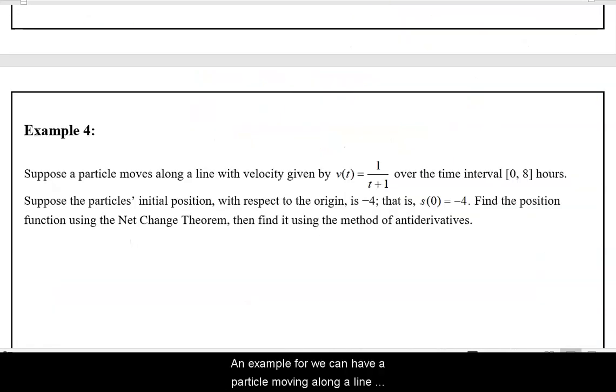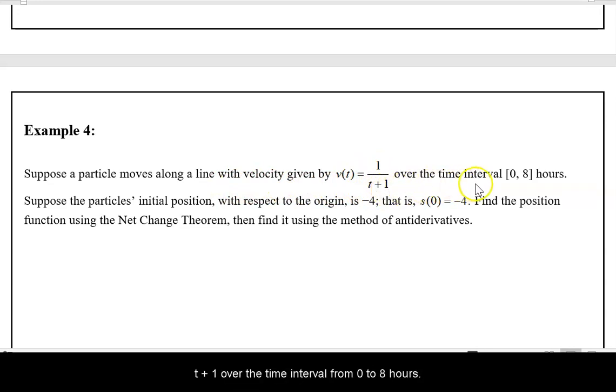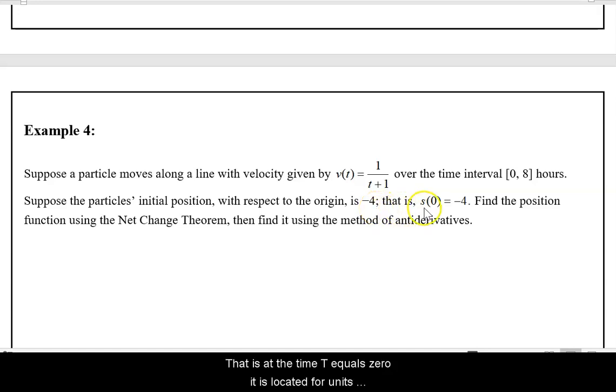In example 4, we again have a particle moving along a line with velocity given by the rational function 1 divided by t plus 1 over the time interval from 0 to 8 hours. This time we know the particle's initial position with respect to the origin, which is -4. That is, at time t equals 0, it is located 4 units south of the initial place, which is considered home base or the origin.